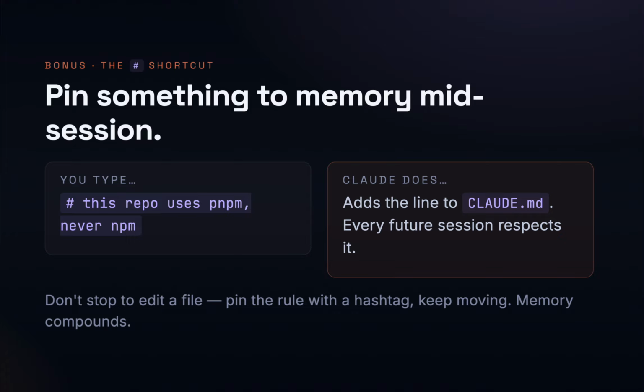Watch what that means in practice. You type hash, the repository name, and for example, let's say use pnpm, never use npm. Claude adds that to your memory. The next time the session starts, and the one after that, and forever, Claude already knows the conventions it recently learned. You never have to stop and edit a file. You just state the rule and keep moving. This is the way the memory compounds.